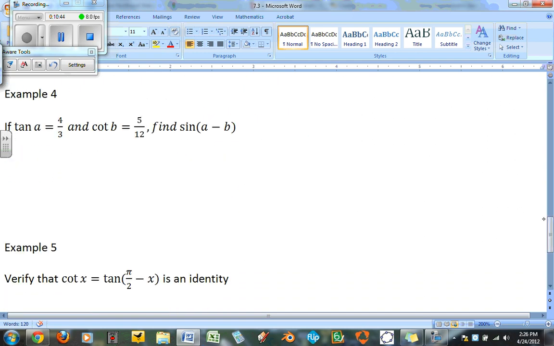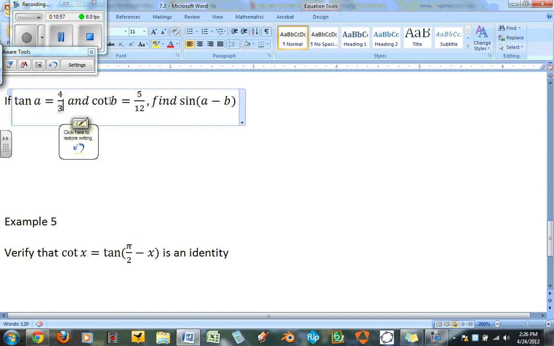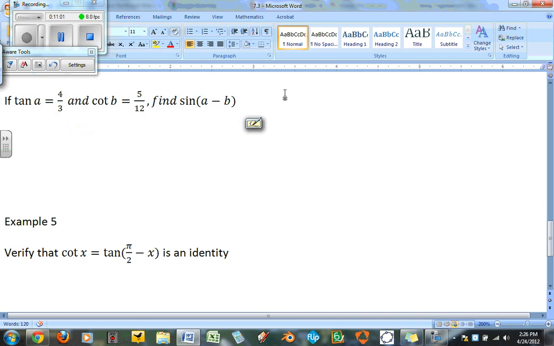All right. In this equation right here, it says we have two angles. If the tangent of A equals 4 over 3, and the cotangent of B equals 5 over 12, find the sine of B minus A.